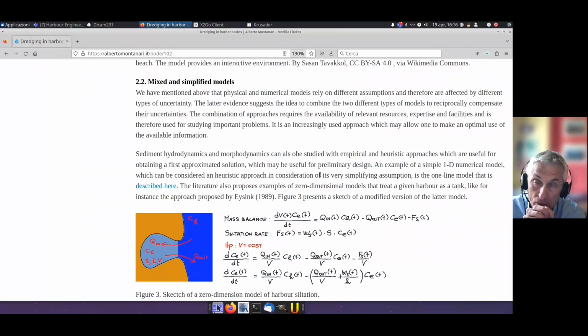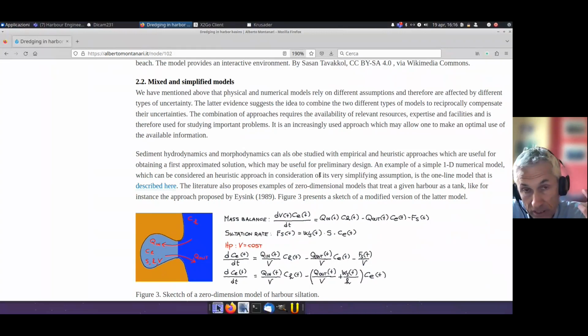Also, these empirical models, which are based on interpreting observed data, so usually they interpolate the outcomes from field experiments, are frequently more robust with respect to more complicated approaches. So for getting a first estimate, for getting a first assessment of what happens, they may be indeed an interesting opportunity.